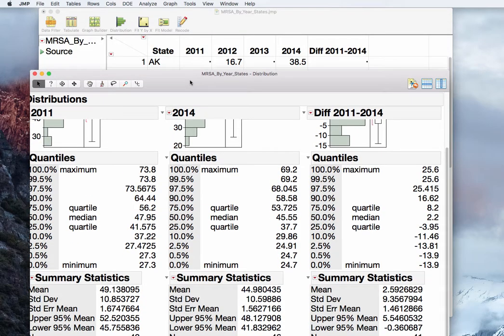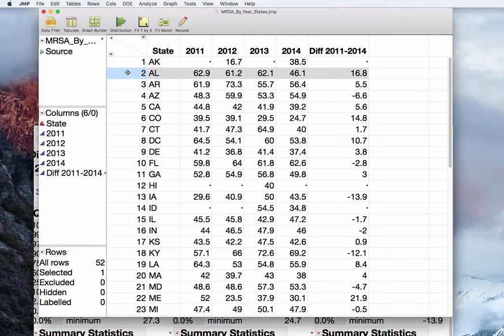That is, we have data within state. The state of Alabama, for example, was 62.9% in 2011 and 46.1% in 2014. The data from the state is inherently related. It should be the same hospitals every year, which would mean the same protocols, for example, same physicians, same labs. And so there is a relationship between or within the state, and it may not be appropriate to think of 2011 and 2014 as independent. And that's why we've created the difference score.